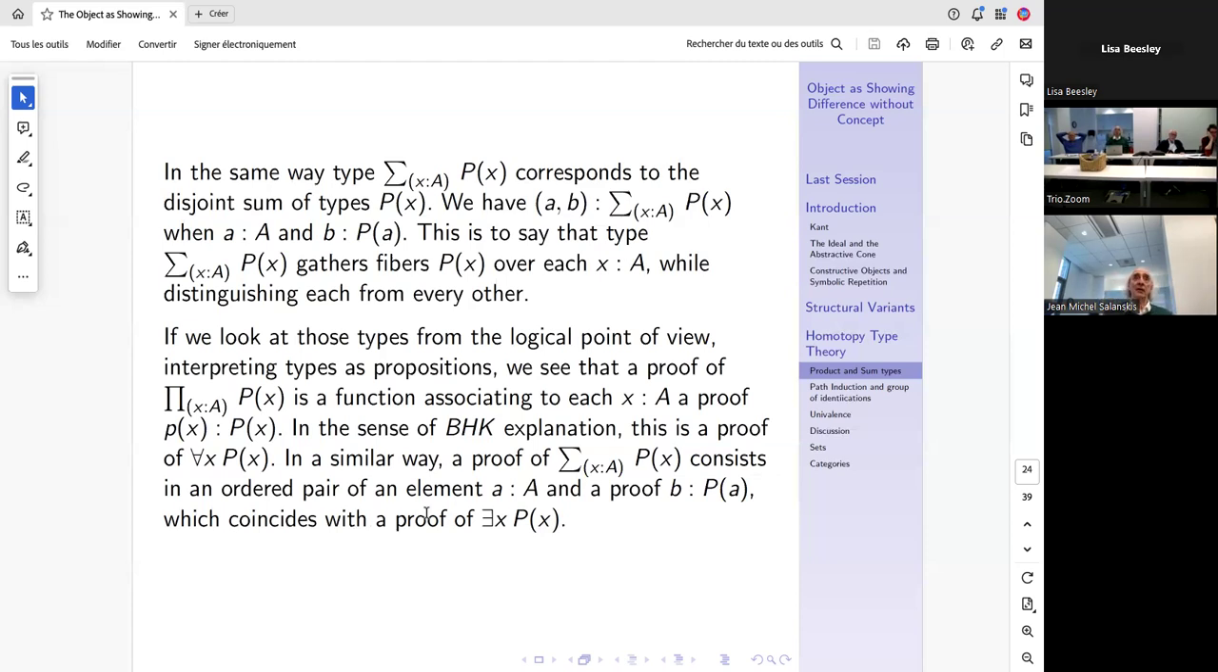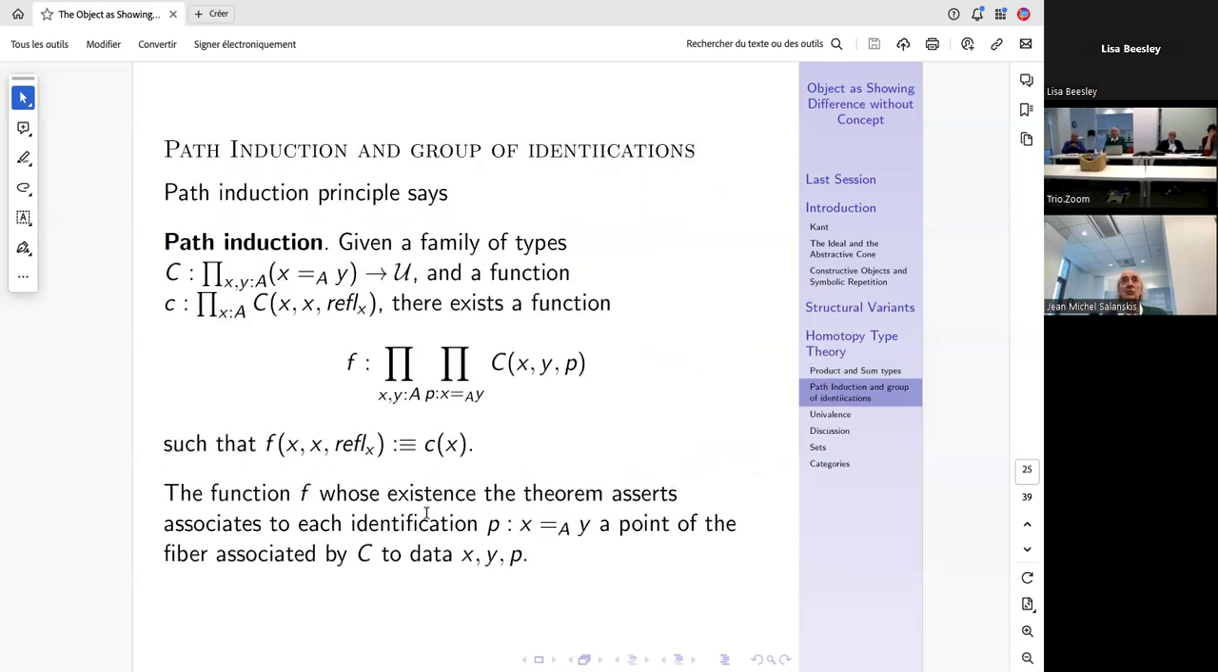So if I look at these two, product and sum types, from the logical point of view, which means I use the propositions-as-types principle, then a proof of the product type is a function associating to each X of type A a proof small p of X of type capital P of X. And in the sense of the BHK explanation, this is a proof of for all X, P of X. And we verify easily that an ordered pair of the sum is exactly a proof of there exists X such that P of X, again in the sense of the BHK explanation.